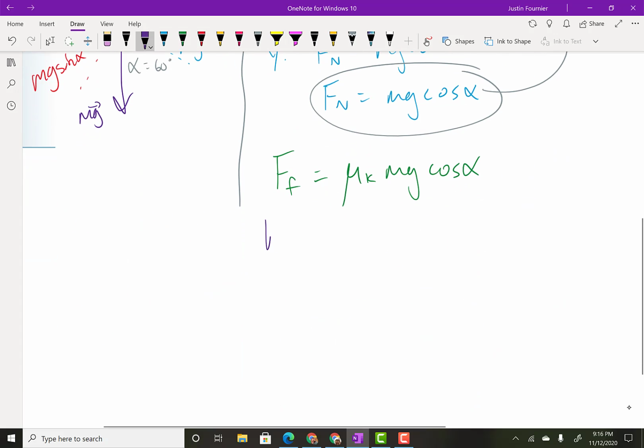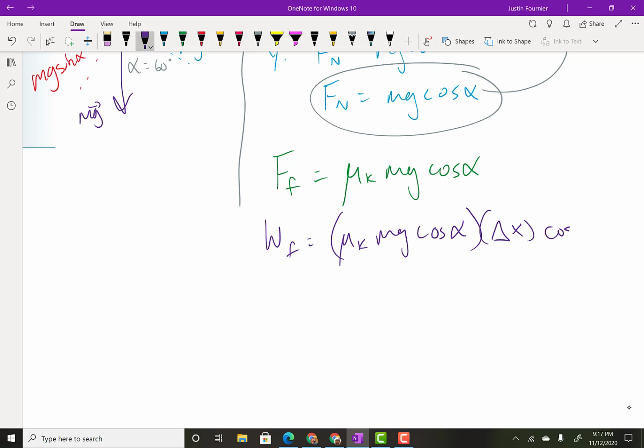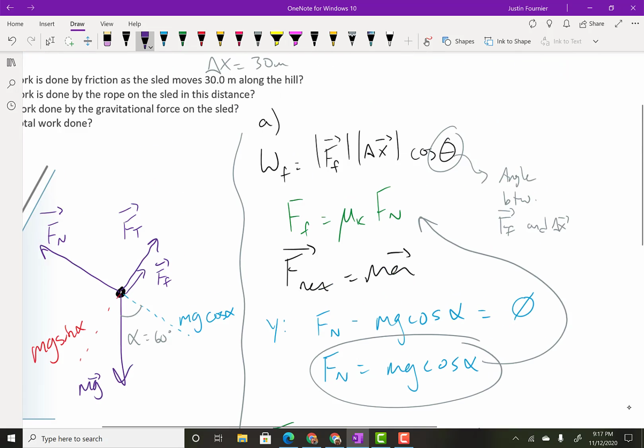So the work done by the frictional force is equal to mu k mg cosine alpha multiplied by the displacement multiplied by cosine of the angle between the frictional force and the displacement. So now I can just plug in all my values. The coefficient of friction is 0.1. The mass is 90. G is 10. Cosine of alpha, where alpha is 60 degrees. Displacement is 30.